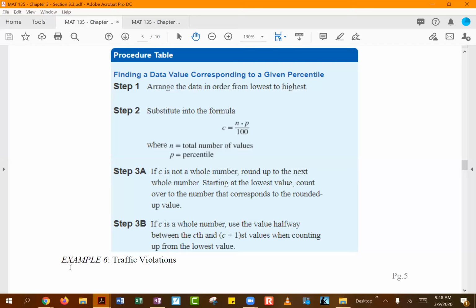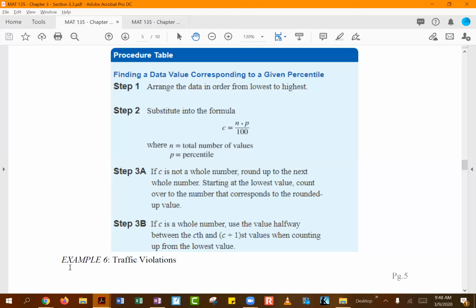If you did not get a whole number in your calculation, round that up to the whole number, and then counting down in your data value set, you can come up with that. If you get a whole number, you're actually using the halfway value. So if you got 6 here, you're actually looking at 6.5, right? That would be halfway between 6 and 7. And that is where you would count from your lowest data value.